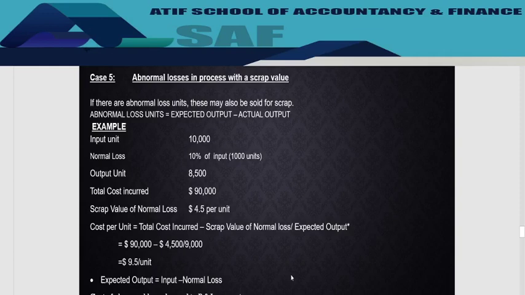In normal cases where abnormal loss occurred, the whole abnormal loss would be charged to profit and loss account. But if abnormal loss units have scrap value, then the amount that would be charged against the profit and loss account would be abnormal loss units multiplied by cost per unit minus scrap value of abnormal loss units.